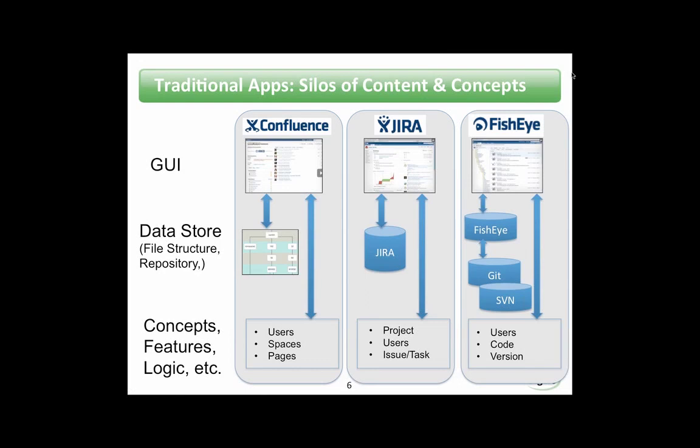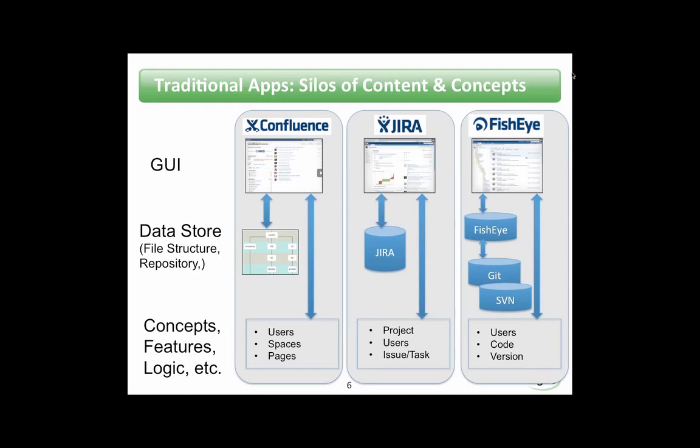So with these different silos, I've got a few examples here: Confluence, JIRA, Fisheye. Fisheye, for folks who are not aware, is a way to have a nice view into your source code repository, whether it's Git or Subversion or what have you. But on the left, we see the different categories of this siloed information. Very easily, any application out there, any tool out there, you've got a GUI. You've got some place where you're storing your data. You might store the data in a file structure. You might store it in a database or repository.